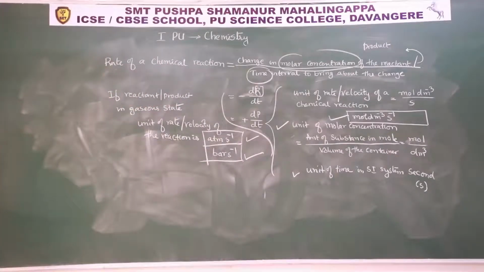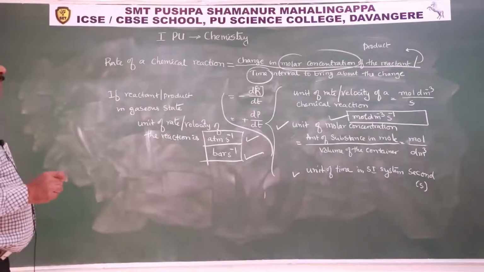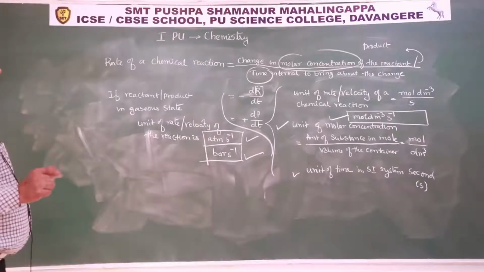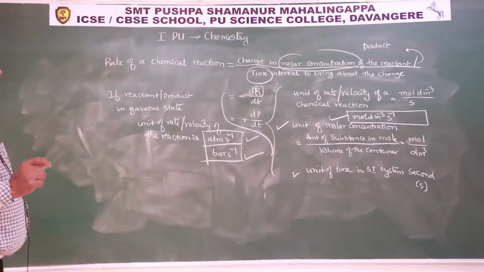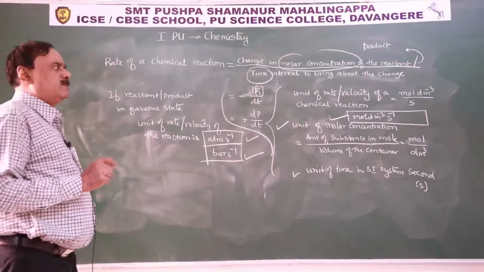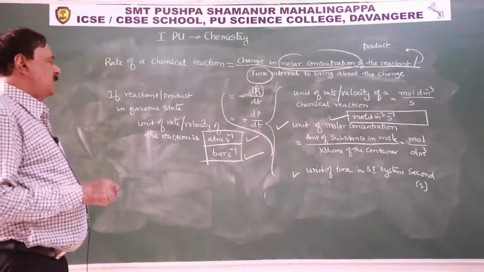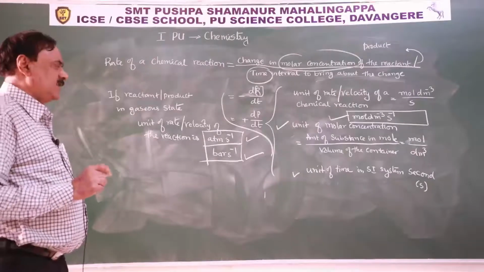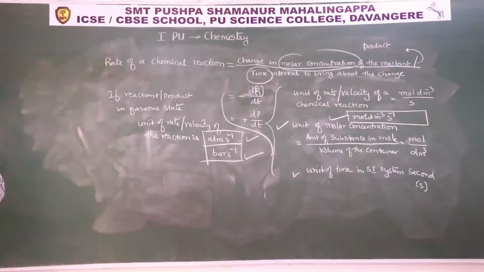Is it clear? Now what is the rate or velocity of a chemical reaction? Rate or velocity of a chemical reaction is the change in molar concentration of any one of the reactants or products per unit time. That is equal to the change in molar concentration of the reactant or product divided by the time interval to bring about the change. The unit of rate or velocity of a chemical reaction is moles per cubic decimeter per second. If the reactant or products are in gaseous state, then it is atmosphere per second or bar per second. Is it clear? Thank you.